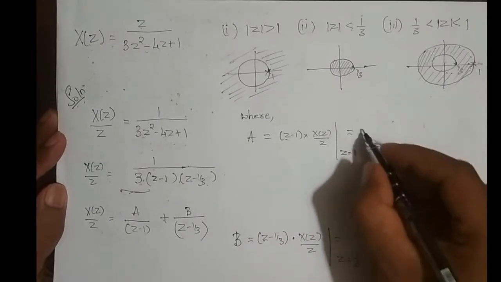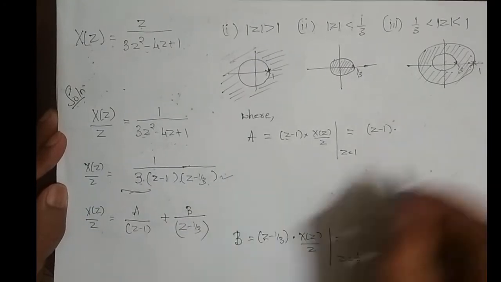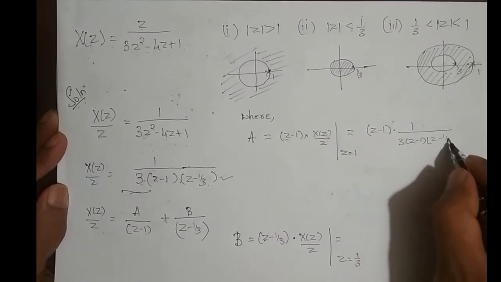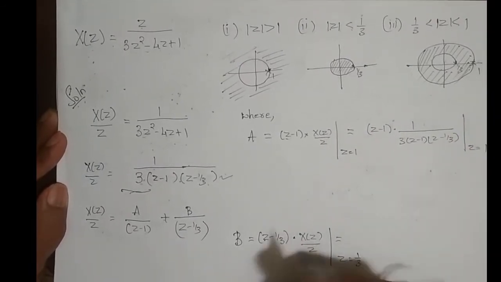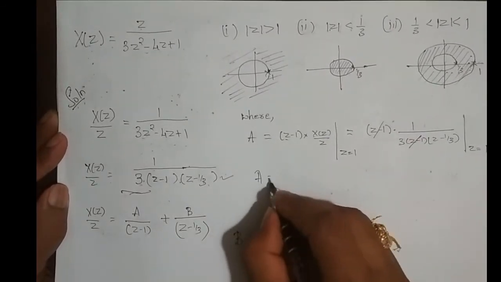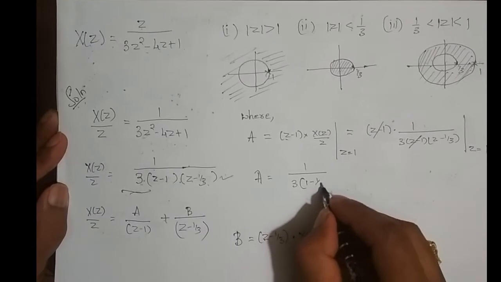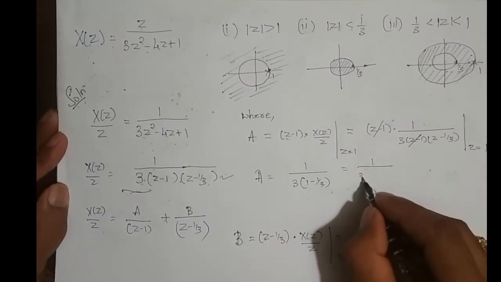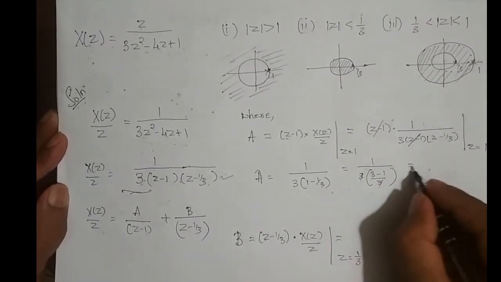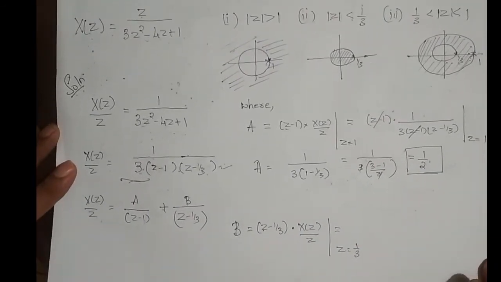Okay, fine. So what do I have? (z minus 1) into X(z) by z. X(z) by z is this equation, which is 1 divided by 3 into (z minus 1) into (z minus 1 by 3), right? At z equal to 1. So z minus 1 cancels out. So a is equal to 1 divided by 3 into (1 minus 1 by 3). So this is 1 divided by 3 into (3 minus 1 by 3). So 3 cancels out. This is equal to 1 by 2. So the value of a is 1 by 2.